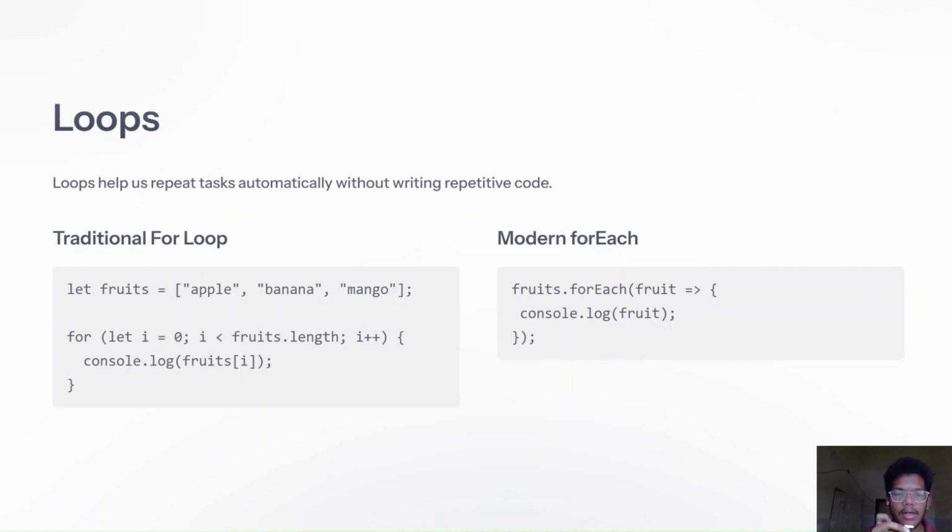i plus plus. Now we have written console.log of fruits at i. Initially i is 0, so apple is printed. Then i is updated to 1, then banana is printed. Next i is updated to 2, which in turn returns mango. Later i is updated to 3, but here the condition fails, so it is not going to execute and comes out of the for loop. Now, this is just a modern for loop, but mainly we are going to use the traditional for loop more.